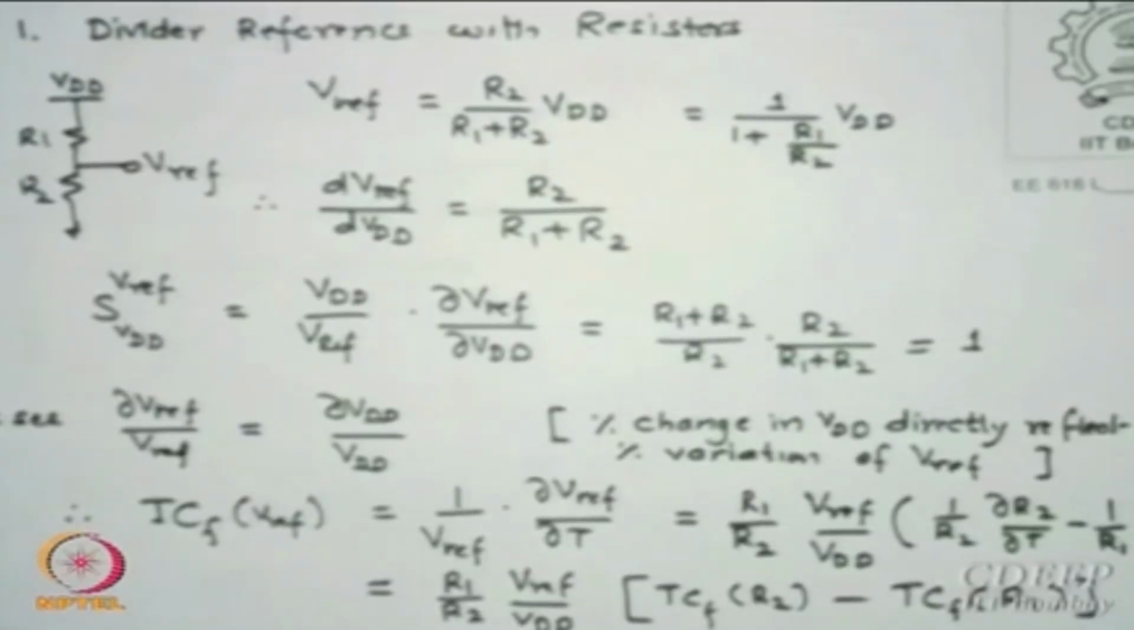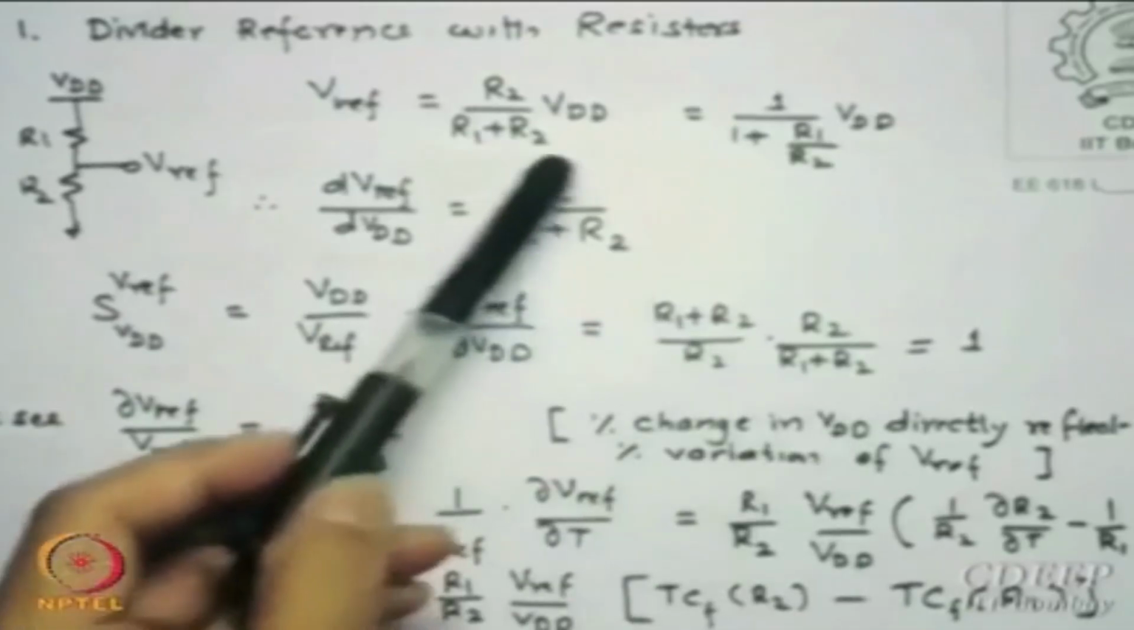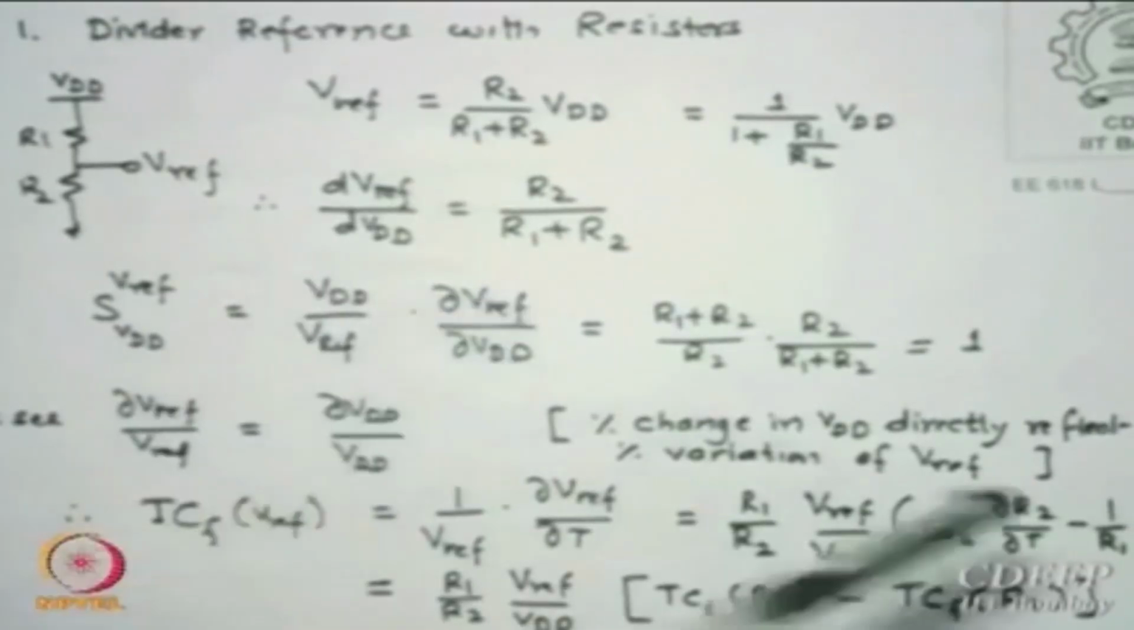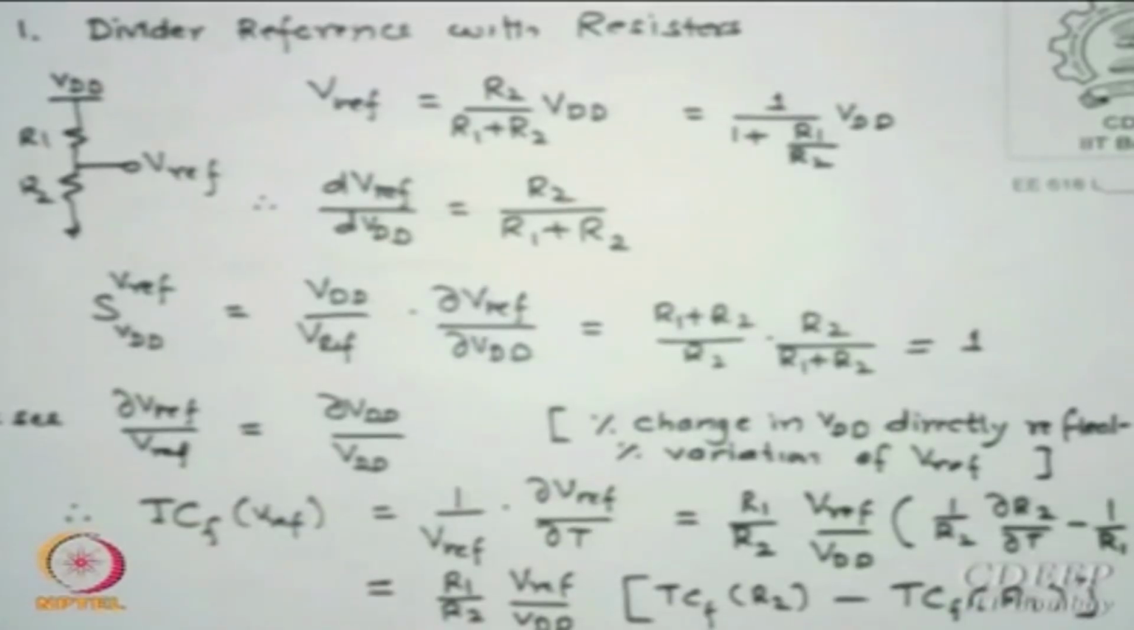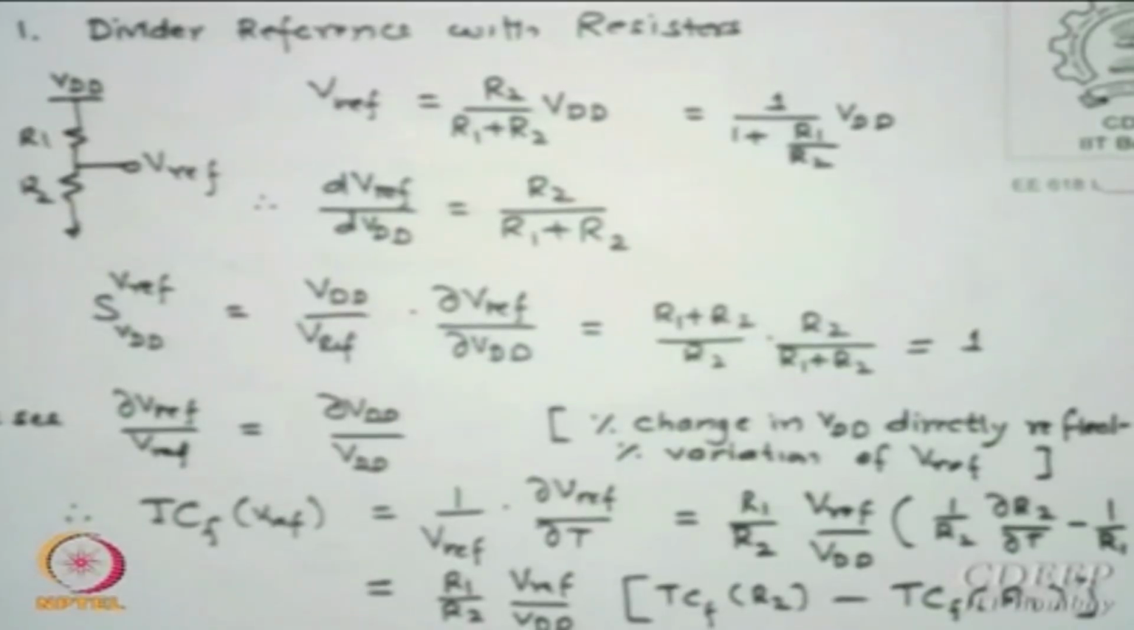The easiest reference, as I say, can be created by a 2 resistance network, or what we call a divider, which is R2 upon R1 plus R2. If I take V reference by VDD, it becomes R2 upon R1 plus R2, and if we take the sensitivity of V reference with VDD, it is unity. So the sensitivity of reference voltage with VDD is 1, which essentially means every change there is transferred to V reference, which is obvious. If I change this, the output changes proportionately, so there is nothing I can do about it, because you are just using the divider part there.